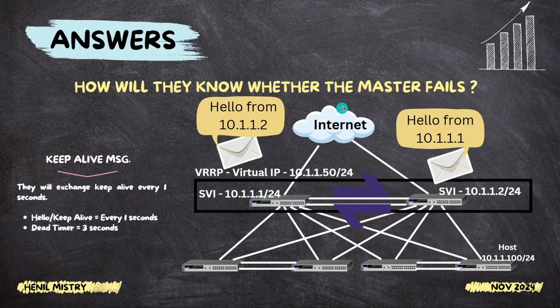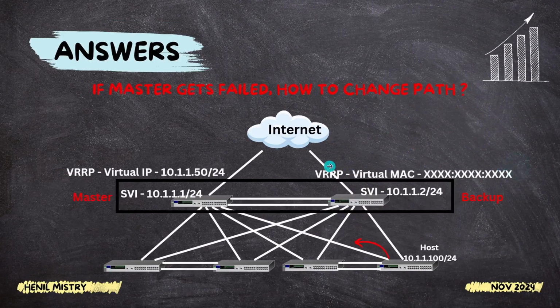So that's how they will communicate and they will know that master has failed. So this is the answer for this question. So let's say the third question is: if master gets failed, how to change the path?